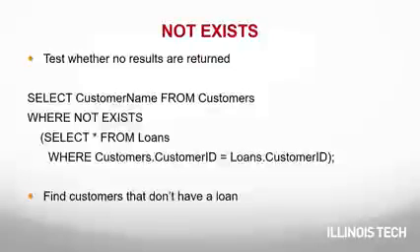In the same way, we can test whether any result exists, whether any result was returned from a select. We can test whether no result was returned. So if we want to find all of the customers that have no loans, we can similarly say select customer name from customers where not exists, select equivalent data from the loans. In this case, if no loans exist for that customer, that condition will return true and that customer will be selected. But if any loans exist, that customer will not be selected.